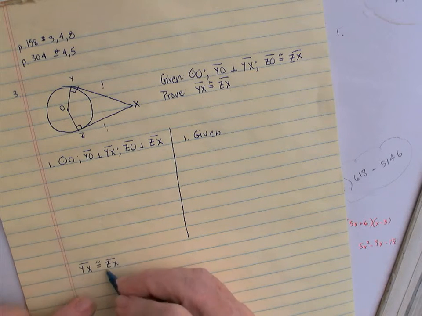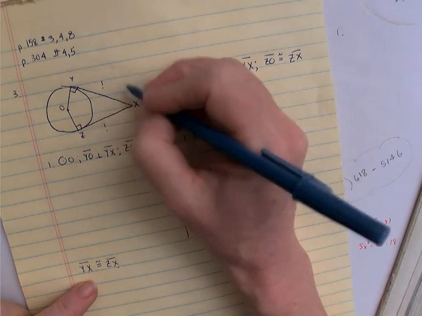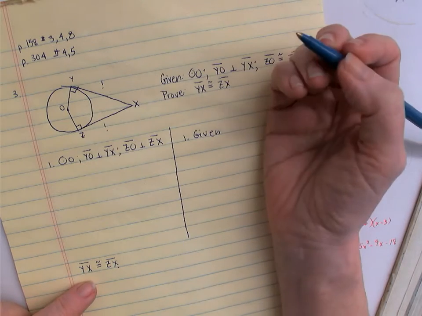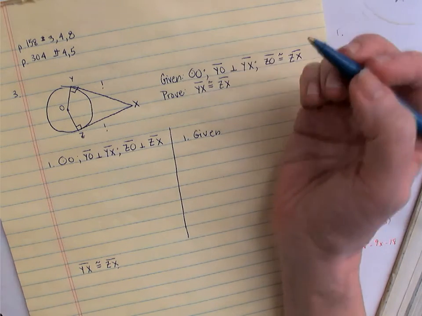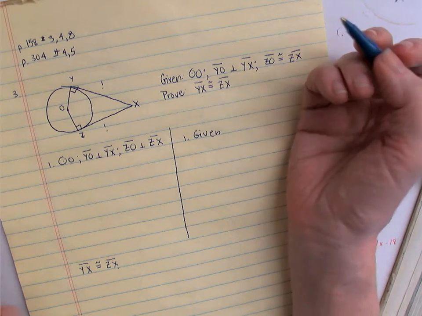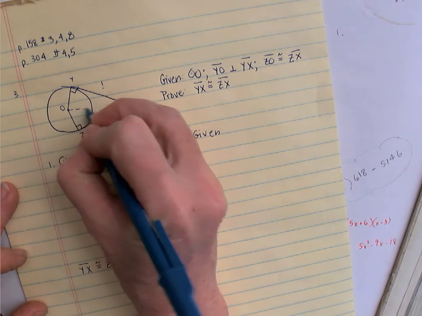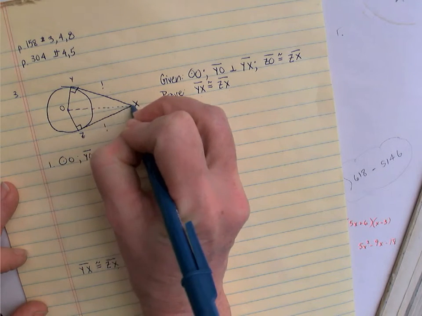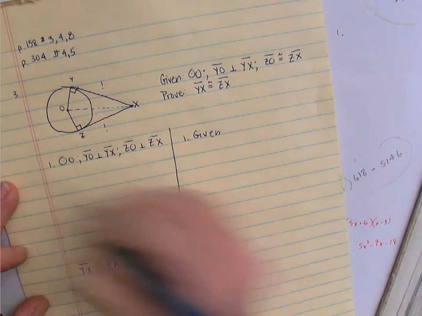And I would like to do this by CPCTC. I'm noticing that YX and ZX are not in a single triangle. So if I'm going to use CPCTC, I need to have triangles. And what I'm going to do is construct some triangles by connecting point O and point X.